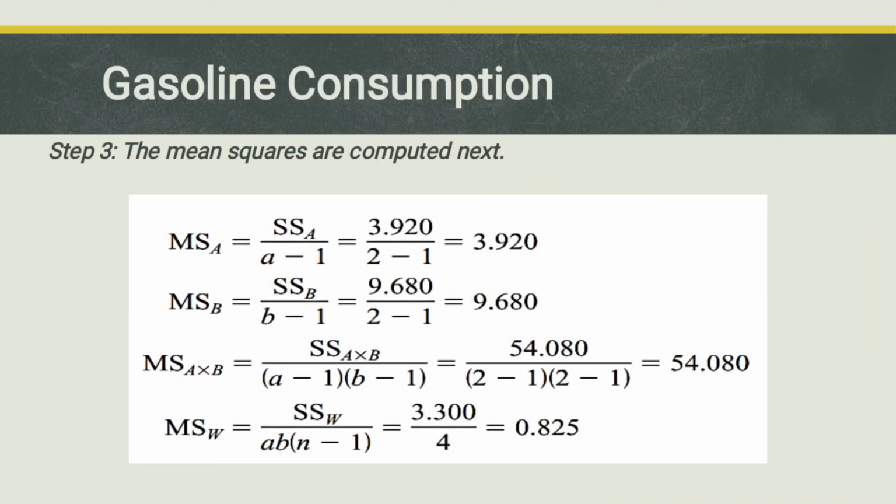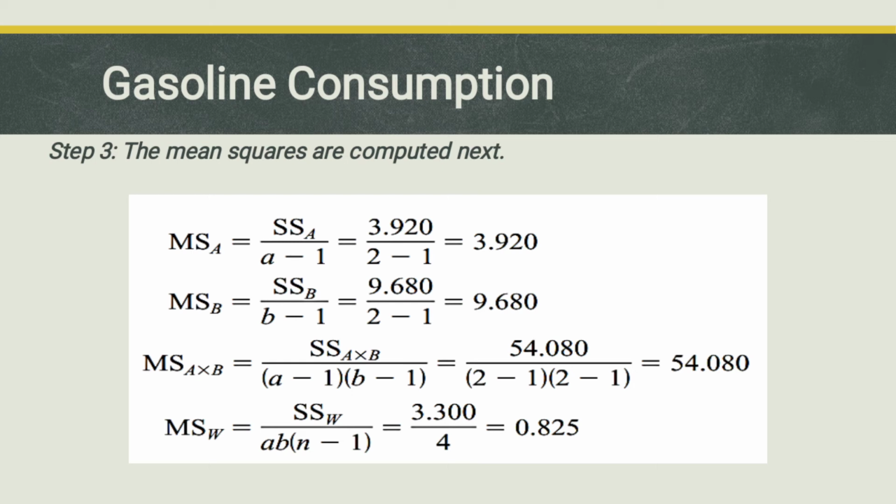Mean squares for factor A is equal to sum of squares for factor A over A minus 1 is equal to 3.920 divided by 1 is equal to 3.920. Mean squares for factor B is equal to sum of squares for factor B over B minus 1 is equal to 9.680 divided by 1 is equal to 9.680. Mean square for interaction is equal to sum of squares for interaction of both factors over the quantity of A minus 1 multiplied by the quantity B minus 1 is equal to 54.080 divided by 1 is equal to 54.080.